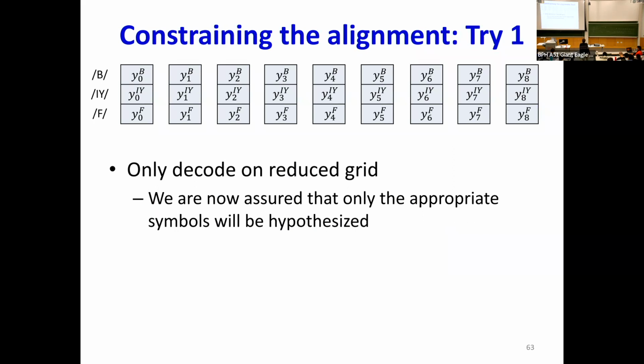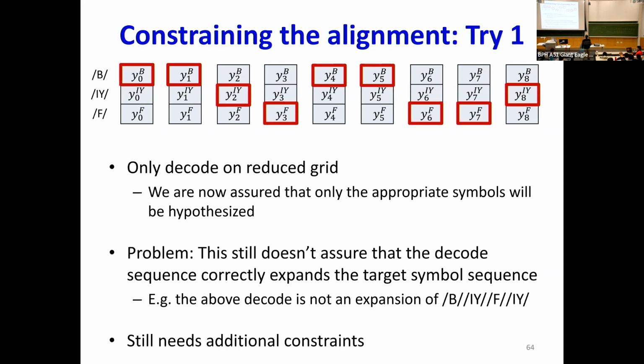We are assured that only the appropriate symbols will be hypothesized, but if I just pick the most probable symbol at each time, although I'm going to get the correct symbols, there's no guarantee that this is the word that I want. This is not the word beefy, right? So we're getting halfway there. We haven't quite solved the problem, but we've eliminated utter nonsense. What more can I do? How do I make things better?